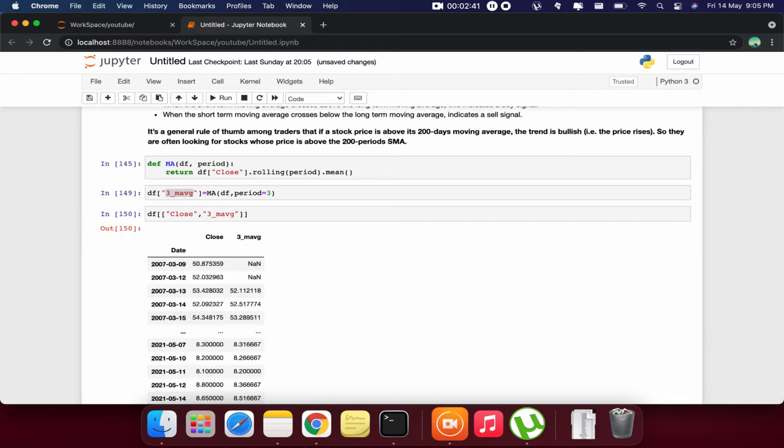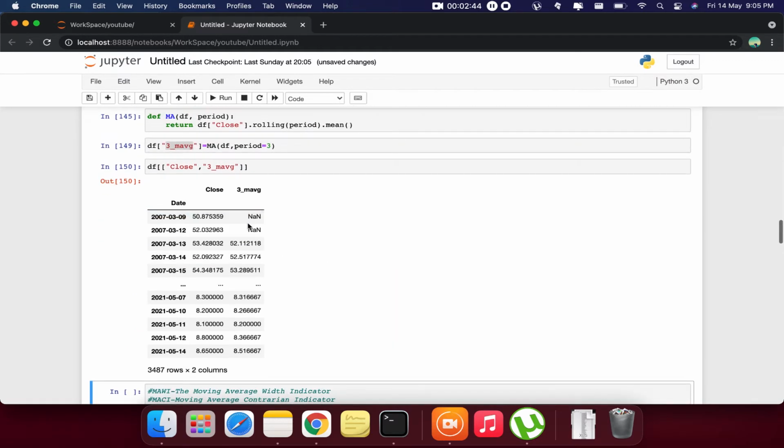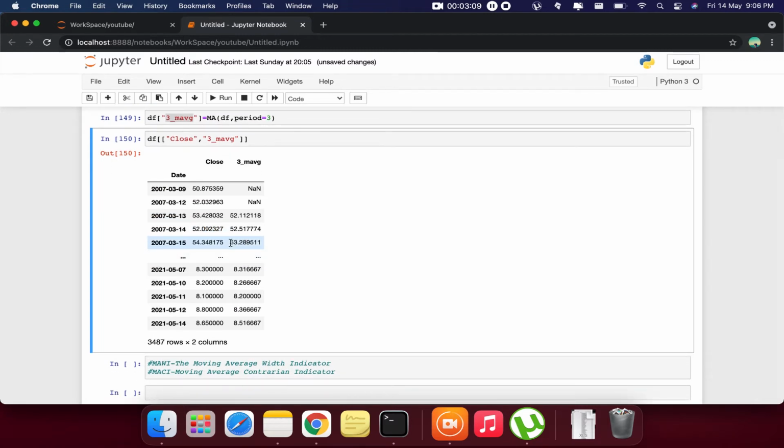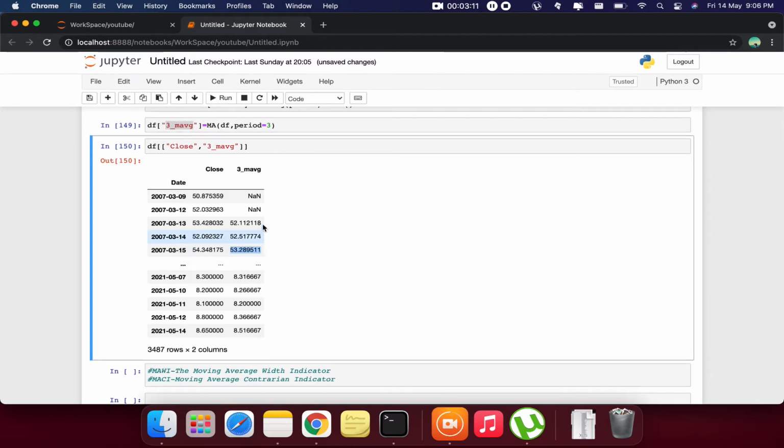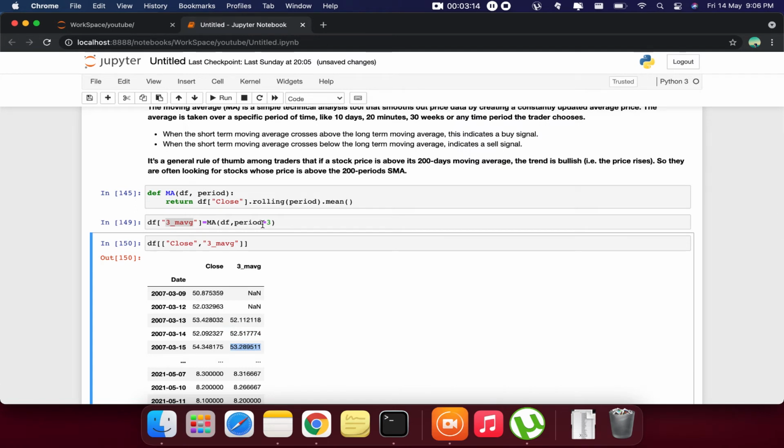Okay, if we see this, you will see that the first two values of the moving average are None. That is because the moving average is starting from the third period, right? 3. So this is the average of the first 3 values. If you average this out, this is the result you will get. The next one is the average of the next 3 values, starting from this to this, right? And so on, right? It will go on doing the average. So that is how moving average can be calculated using pandas.